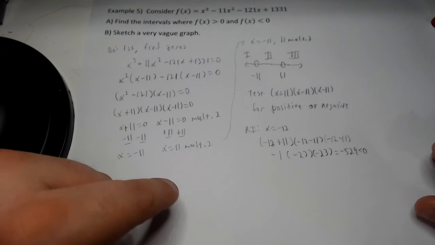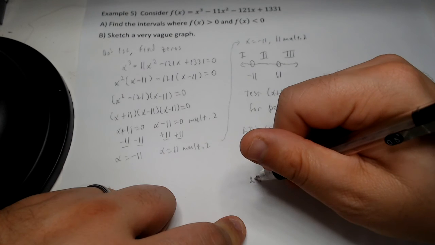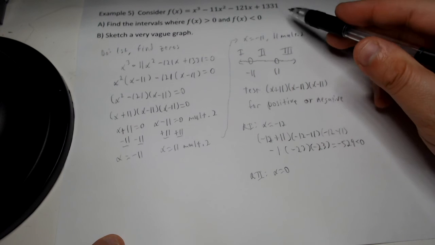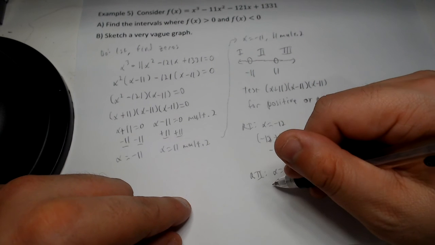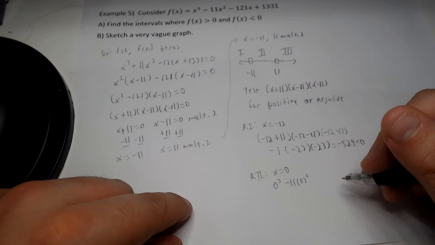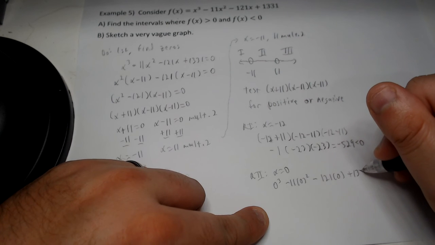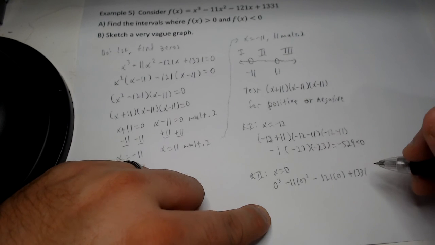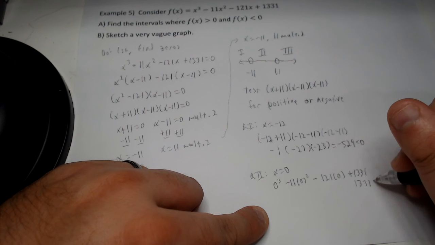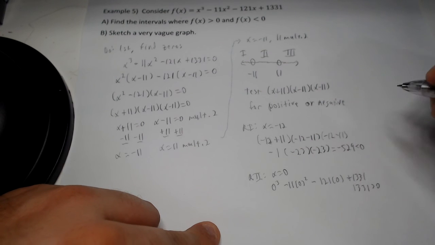Next, I'll do region 2. Region 2, x is 0. I'm going to use the original polynomial for that purpose. So 0 cubed minus 11 times 0 squared minus 121 times 0 plus 1331. Well, 0 minus 0 minus 0 plus 1331 is 1331, which is greater than 0.